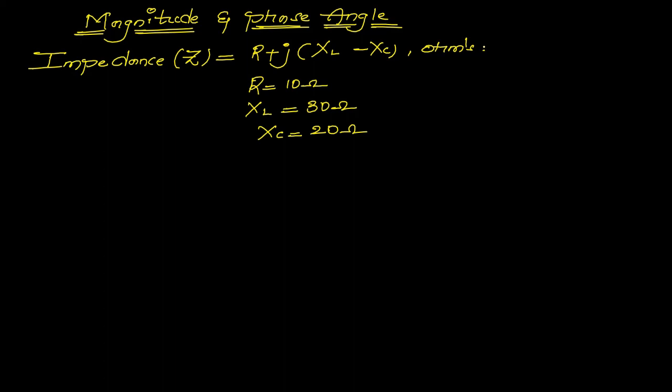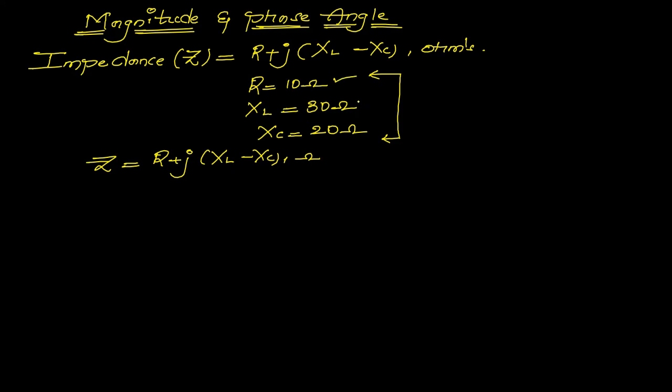Now see here, in this video we are taking one impedance. The expression of impedance is Z = R + j(XL - XC), and the unit of this impedance is always ohms.